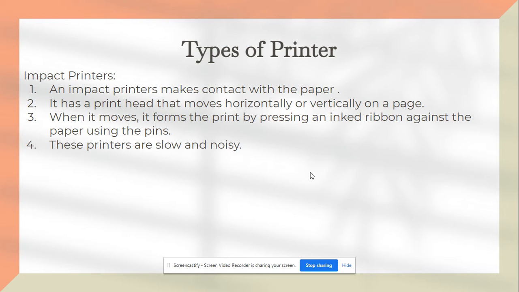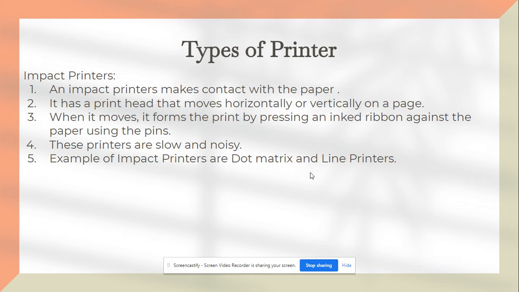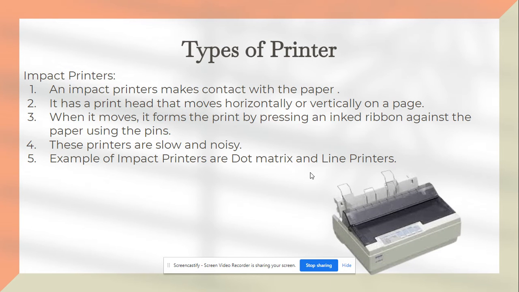Now these printers are very slow, because by making use of dots they form the characters, and they are also very noisy. The examples of impact printers are dot matrix and line printers. You are able to see over here a simple example of a dot matrix printer, which officers and government employees generally use.